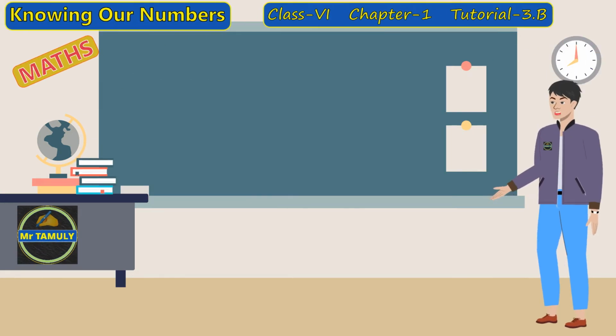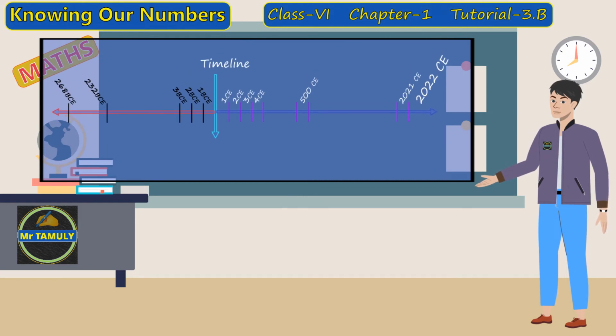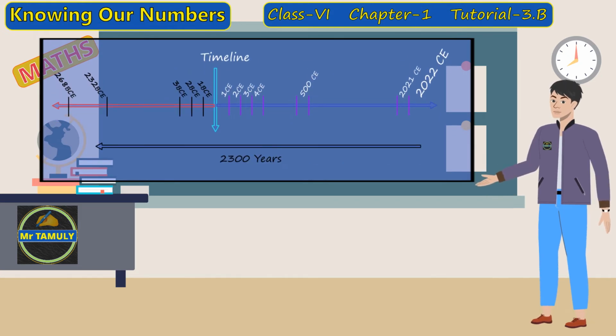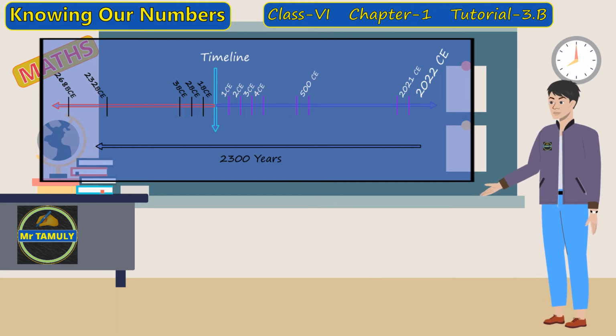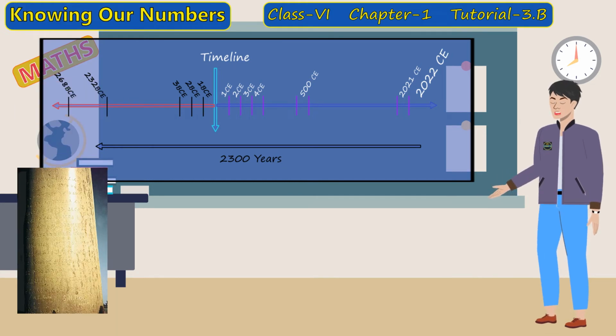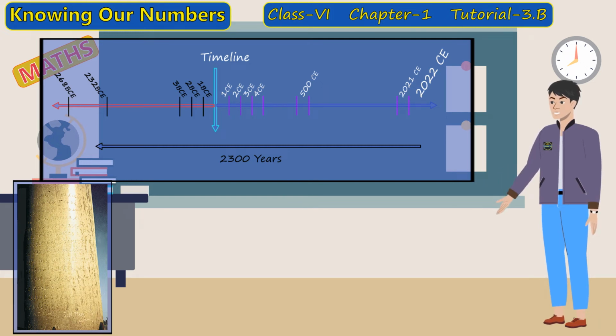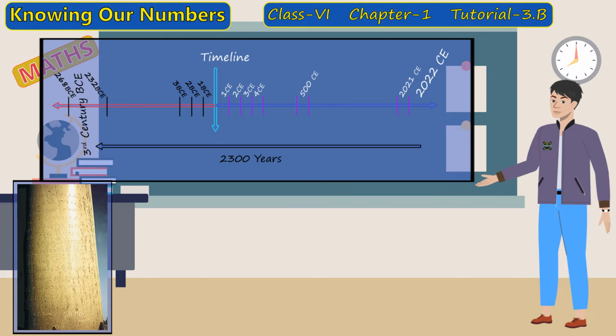Earliest evidence of the use of decimal system numerals in India can be traced back to about 2300 years from now. Some numerals of the decimal number system like 1, 4 and 6 are found in the stone inscriptions from the times of the great Indian king Ashoka. These inscriptions date back to the 3rd century BCE.